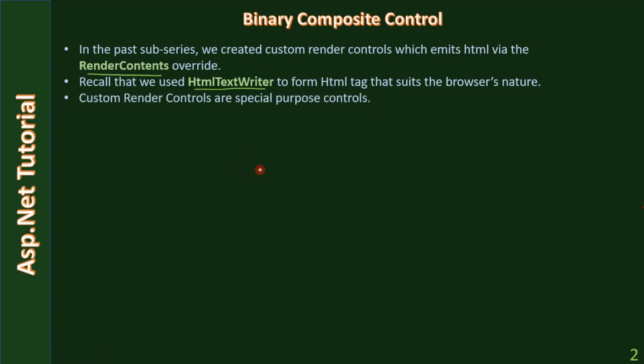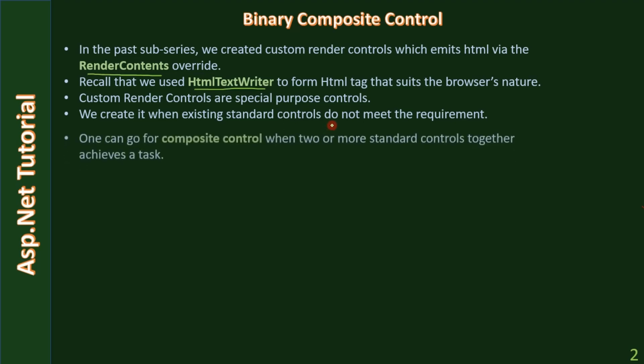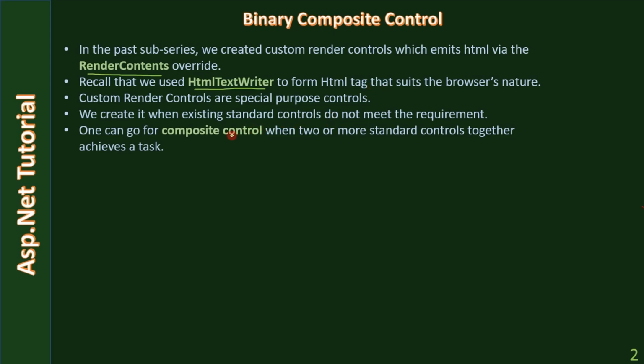Custom render controls are special purpose controls. We create them when existing standard controls do not meet the requirement. One can go for a composite control when two or more standard controls together achieve a task, right? So in that case, we will go for a composite control. We will mix the ASP.NET controls together to form the composite control.